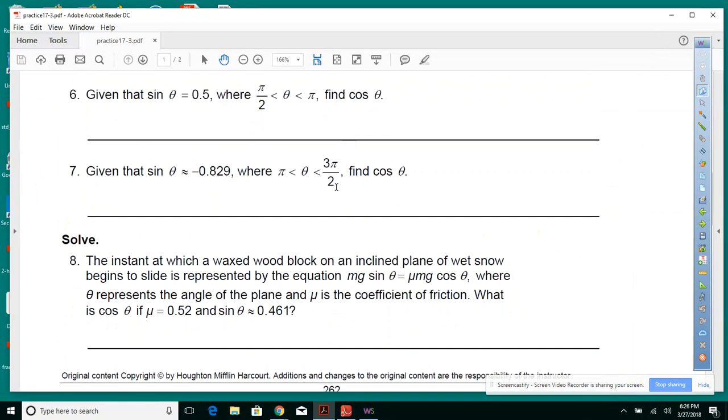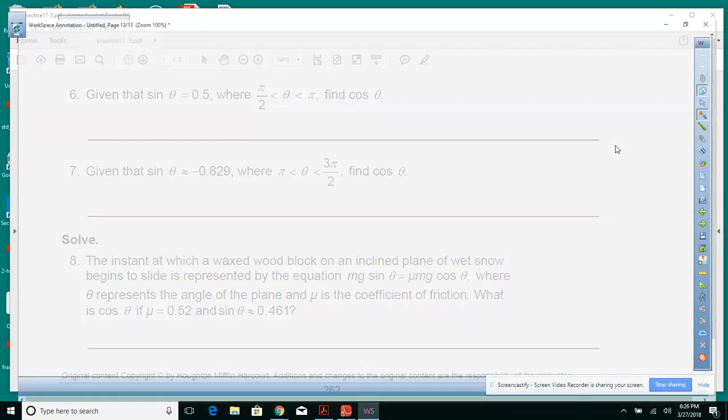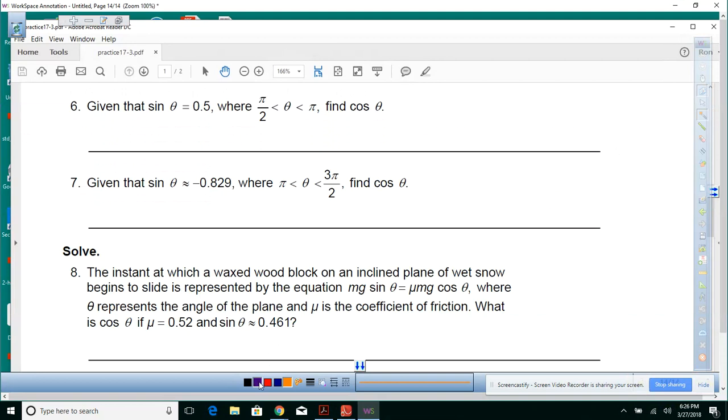Number 6. I'm just going to give you the answers. I'd like for you to stop the video and then try it, and when you get back, the answers will be here for you. I've got cosine theta equals negative 0.866, and it says that's going to be quadrant 2 here. That's going to be quadrant 3. So quadrant 2, cosine is negative, and sine is positive. Quadrant 3, they're both negative.